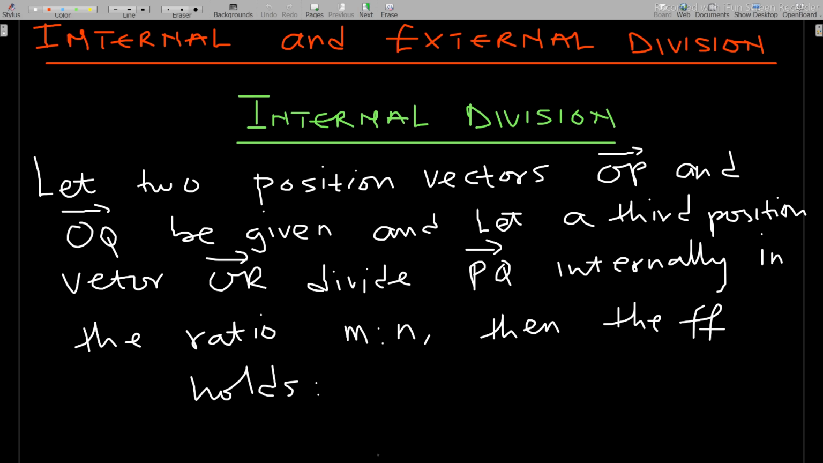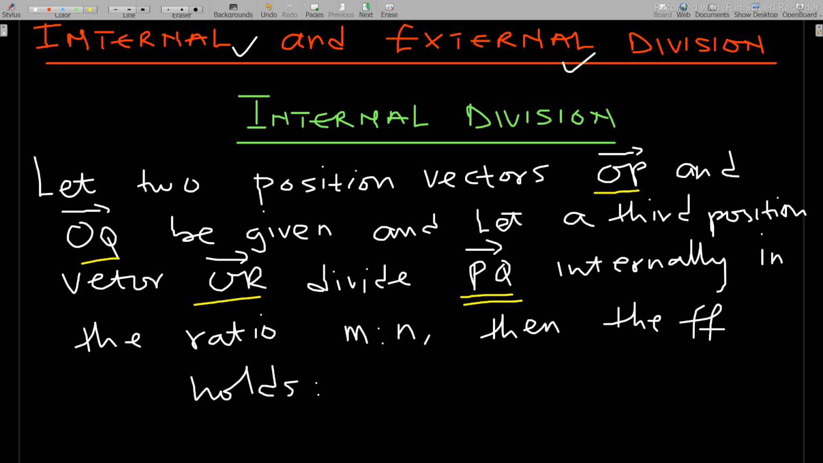Okay. So let's start. I said we'll deal with internal and external, okay? So first, let's take the internal division. Let two position vectors OP and OQ, like I have here, be given, and let a third position vector, which is OR, divide PQ, the line segment PQ.